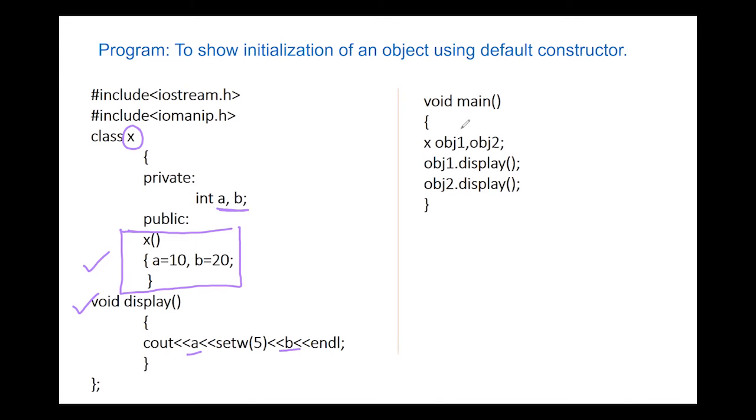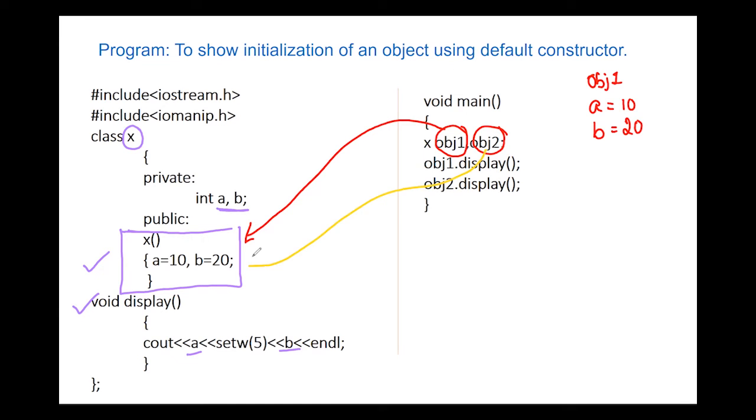In main, I am creating object 1 and object 2. As soon as I create object 1, it is going to call this constructor. Under object 1, I am going to initialize A equals 10 and B equals 20. Next, I am creating object 2. Once again I am going to call this particular constructor. For object 2 also I am going to initialize A equal to 10 and B equal to 20.